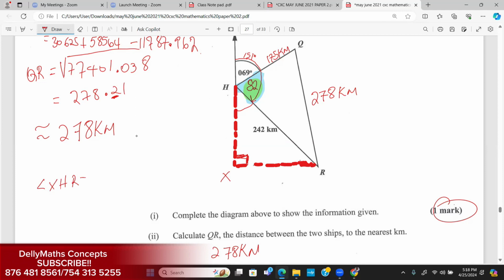If I want the angle at XHR, I'm going to have to say 180, take 151 from it, and it's going to give me about 29. So this is 29 right here. Because I know that that is 29, I'm able to use that to find the adjacent side, which is this that we want. And we have the hypotenuse right here. So which of the trigonometric ratios includes the adjacent and the hypotenuse? It's going to be cosine.